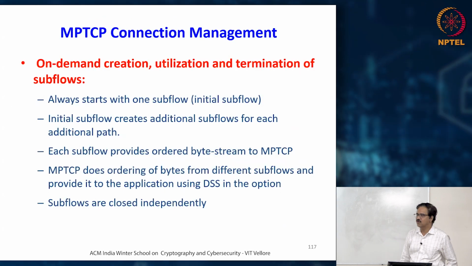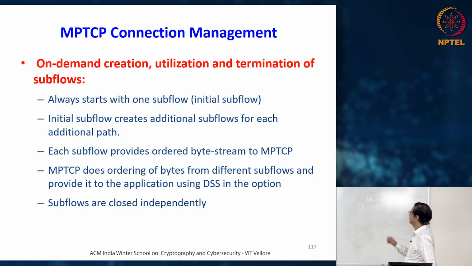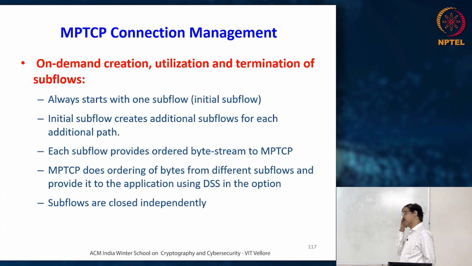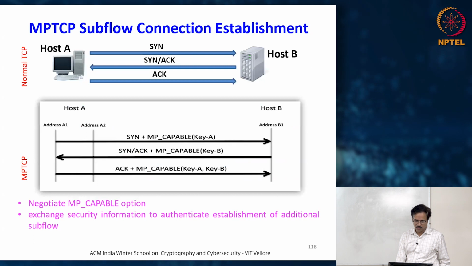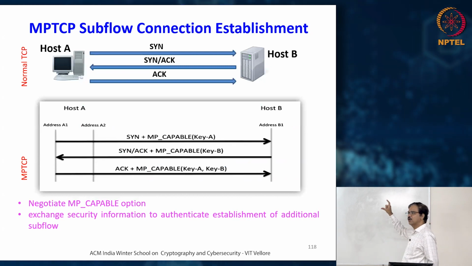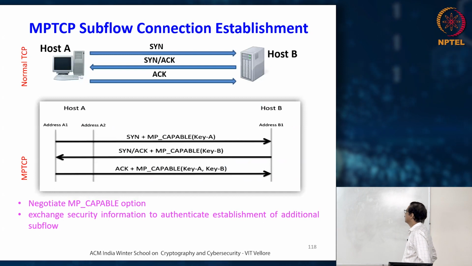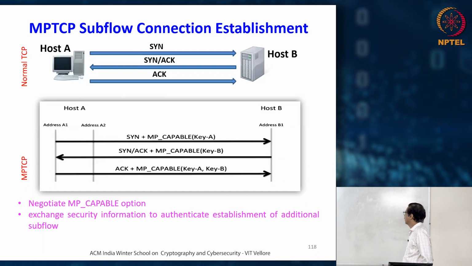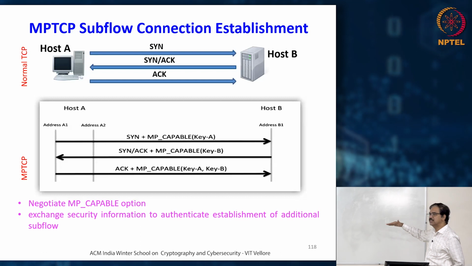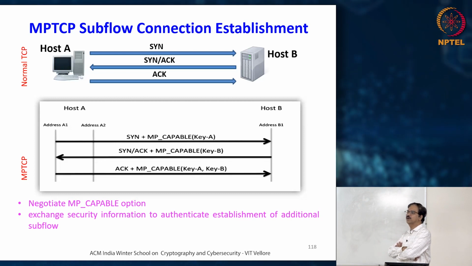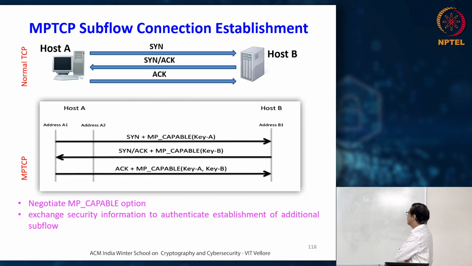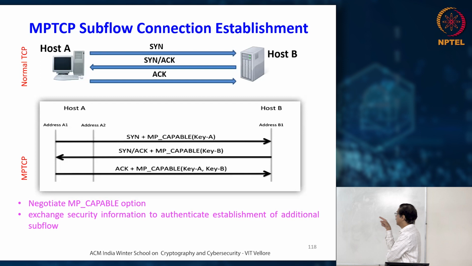What happens is that it always starts with one flow called the initial flow. That is the first subflow. The first subflow is established normally. What you see on the top is the normal TCP connection establishment: SYN, SYN-ACK, and ACK. Now, if you look at the same thing in the MPTCP framework, it has a SYN plus an MP capable option. Where does this MP capable go? Correct. It sits in the option field of TCP, but it is an MPTCP option.